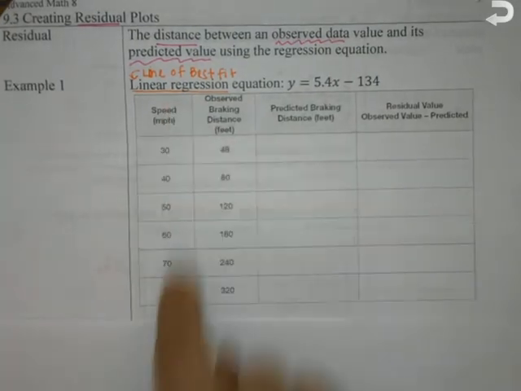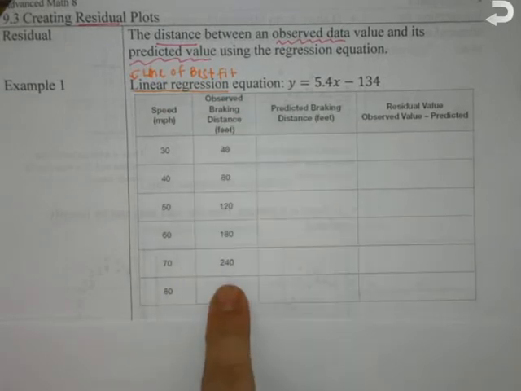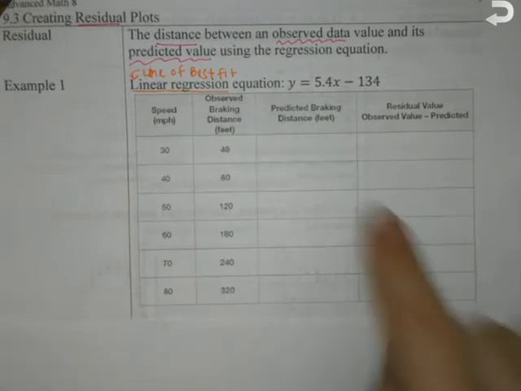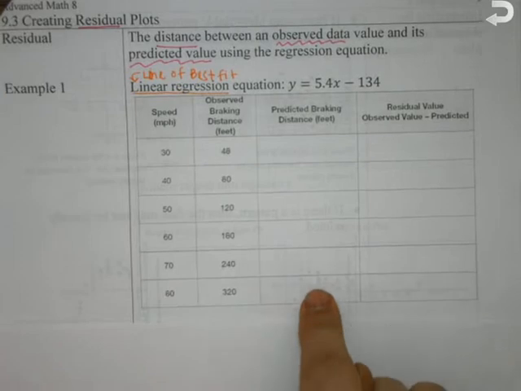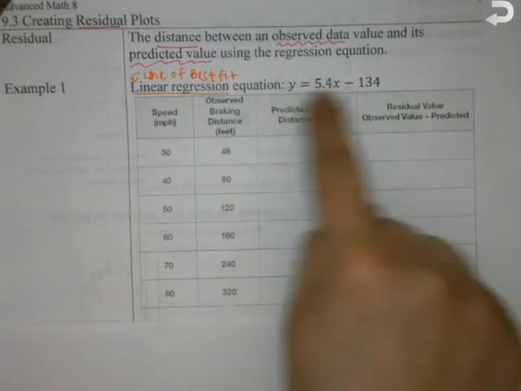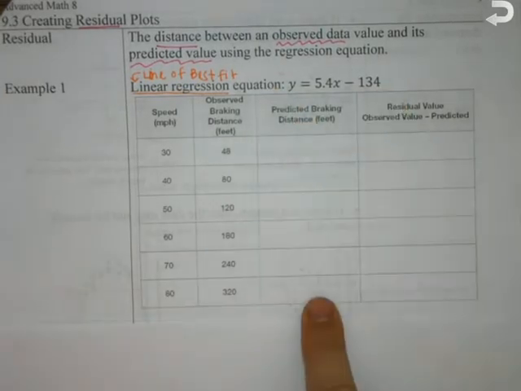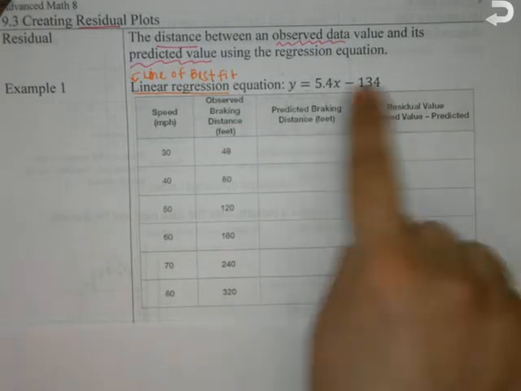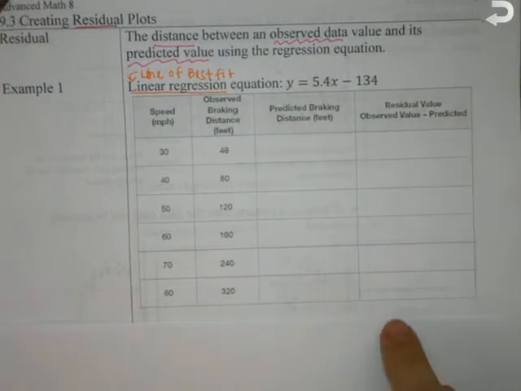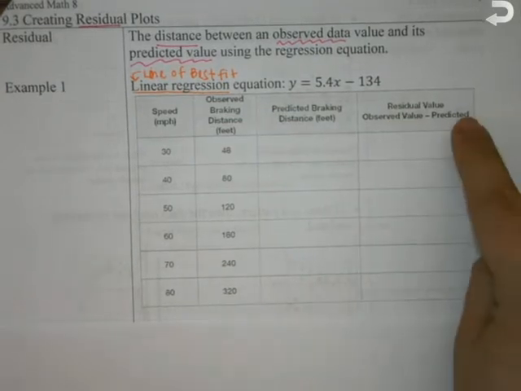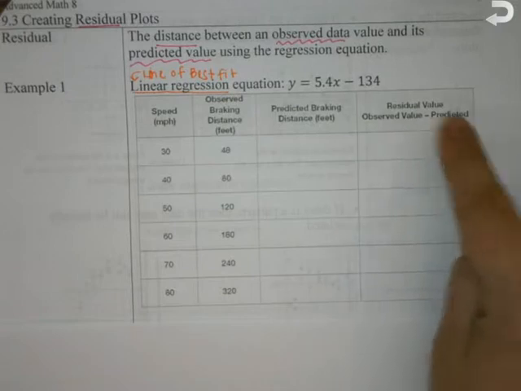So these are the speeds that are given. This is the observed braking distance, so the actual distance. And then in the third column, we're going to use the linear regression equation to find the predicted braking distance based on the equation. And then in the last column, we're going to find the residual value, which is the actual value minus the predicted.